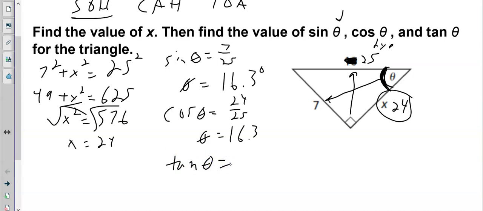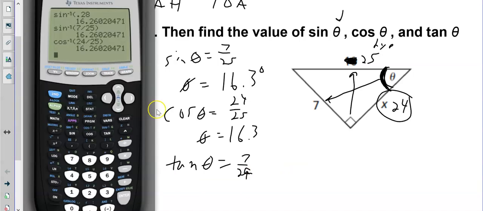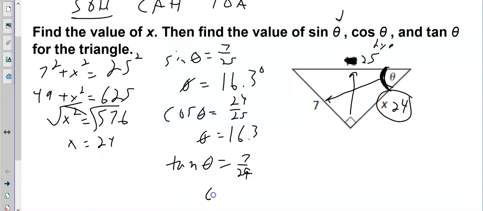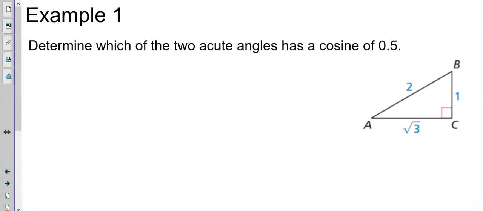The tangent of theta is opposite over adjacent. That's supposed to be a 24. And so when we type this in and do second tangent, this time 7 divided by 24. There you go, same angle, which it should be because it is the same angle we're measuring. But there's how you could find it using any of the 3, sine, cosine, or tangent.